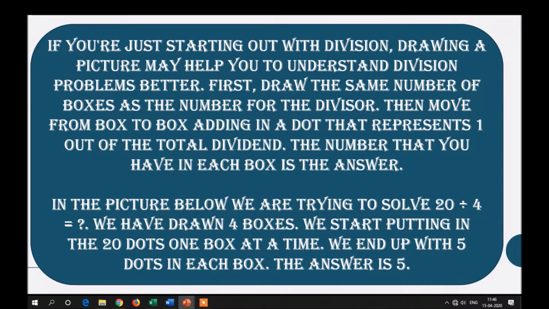In the pictures below, we are trying to solve 20 divided by 4. We have drawn 4 boxes. We start putting in the 20 dots, one box at a time. We end up with 5 dots in each box. The answer is 5. So let's see visually.